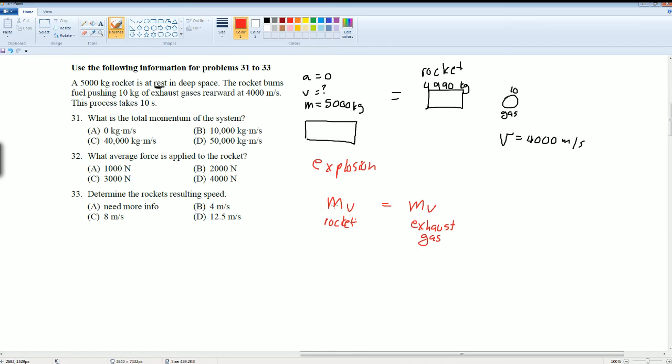Okay, here you didn't know what this is, so you're probably going to just look at this. The velocity was 4,000 meters per second, and it was 10 kilograms, so that would become 40,000. We don't quite know what this is, but we know that momentum has to be conserved. So if this is 40,000, this also has to be 40,000.